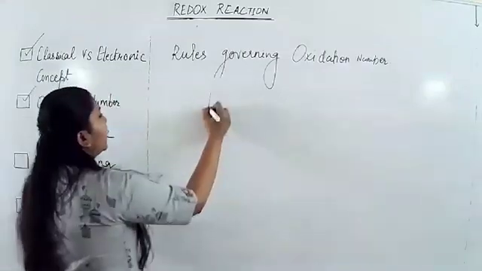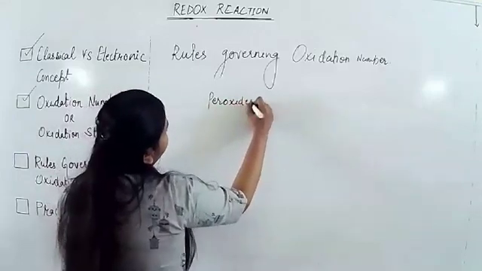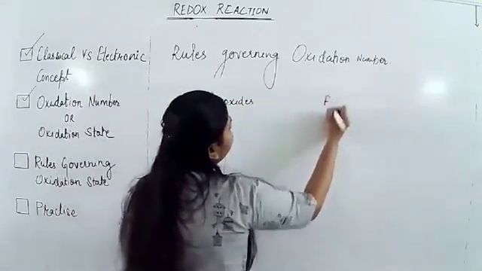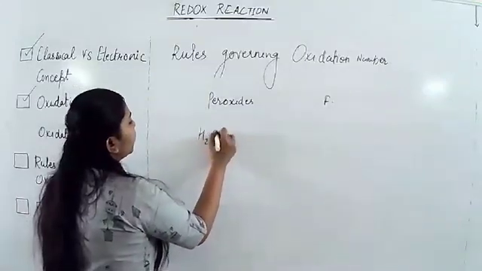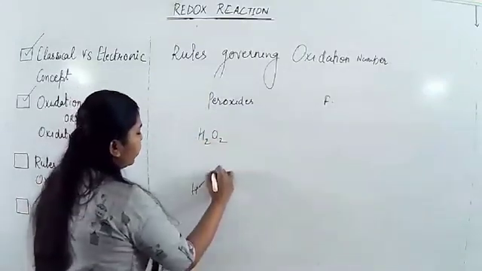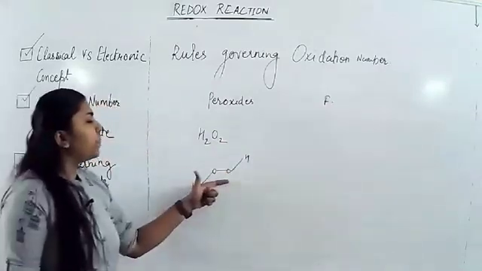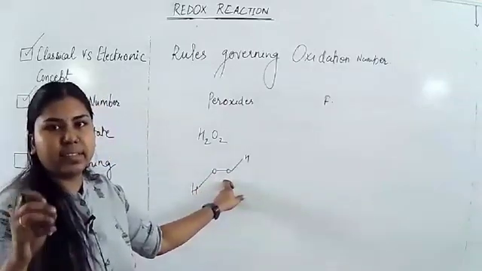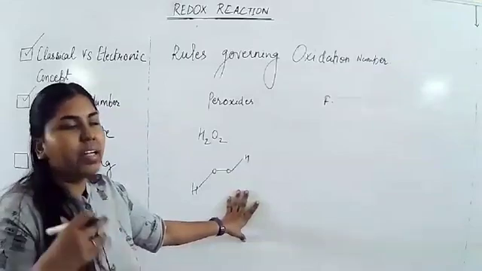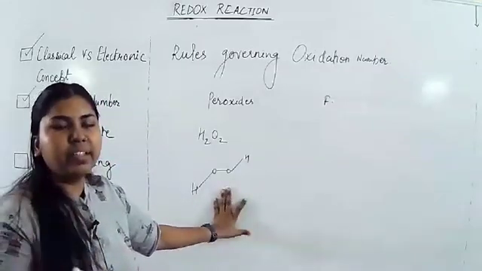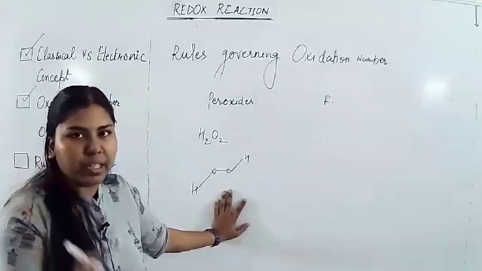Let us decide. Peroxides and compounds with fluorine. How? Let's see. H2O2 is hydrogen peroxide. If I draw the structure like this, okay. Here in peroxides, oxygen doesn't maintain its capacity to attract the electron. It has one covalent bond in between, so it has -1 oxidation number in peroxides.